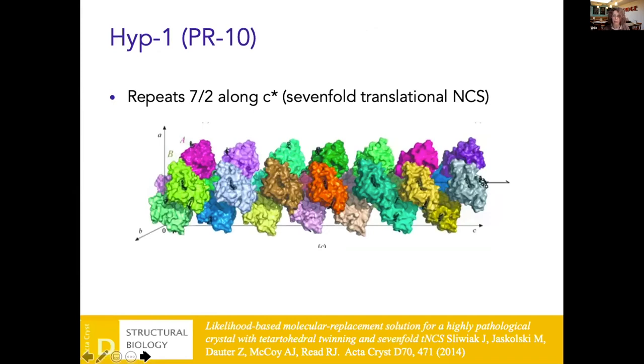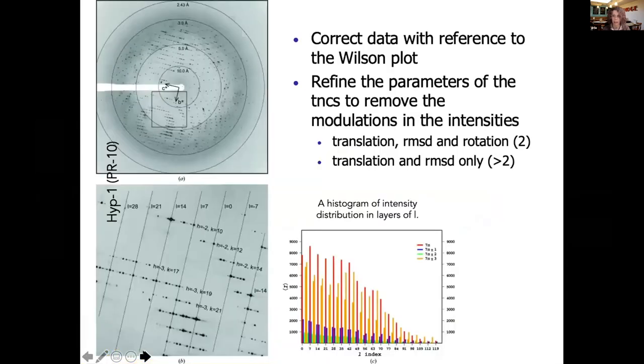So this is the HYPE 1 case that we used in the original paper when we first looked at the translational NCS correction terms in Phaser. Really beautiful structure, but as you can see, it's got lots of TNCS in the asymmetric unit.